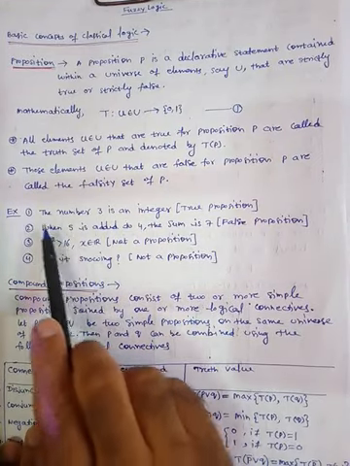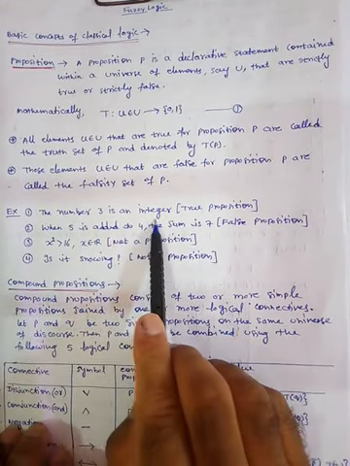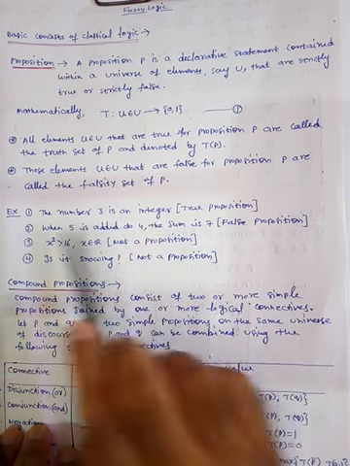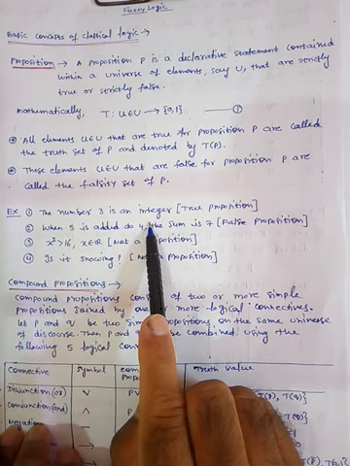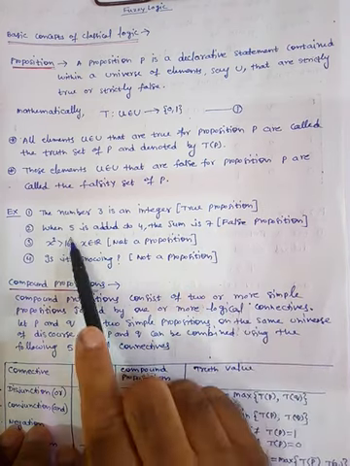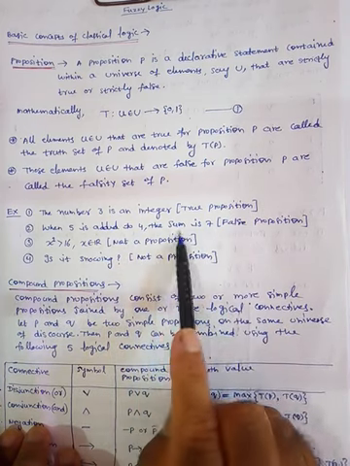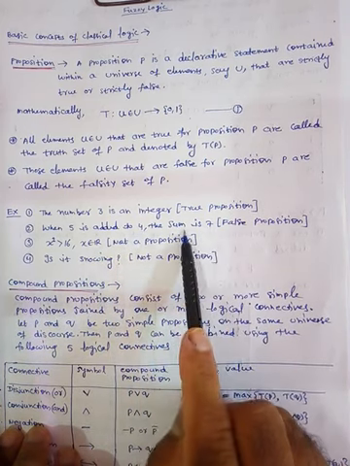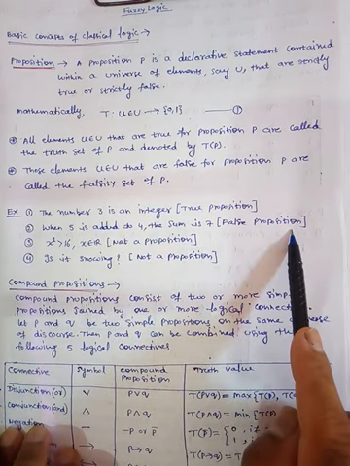Here we have an example. The number 3 is an integer. Obviously this proposition is true because 3 is an integer. That's why it is a true proposition. When 5 is added to 4, the sum is 7. This is not true. That's why this is a false proposition.